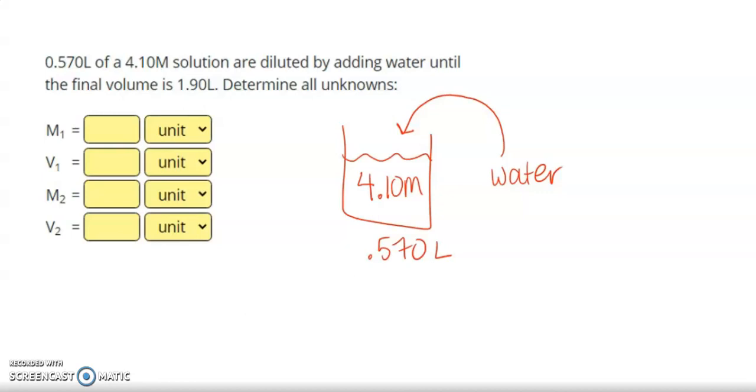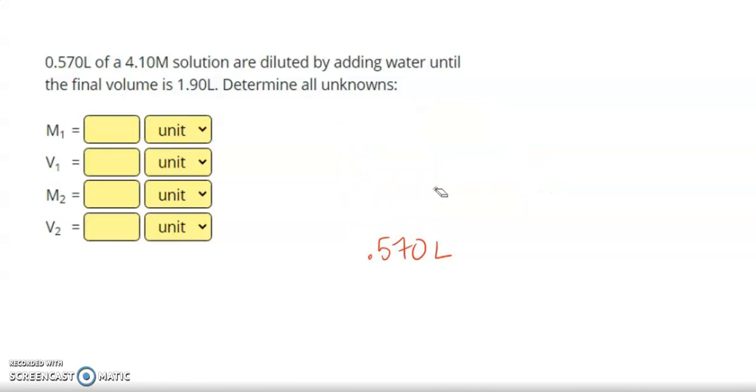It does not change the amount of moles of solute. This is called dilution. When you add the solvent, the water, to the solution, the molarity goes down. That's called dilution.